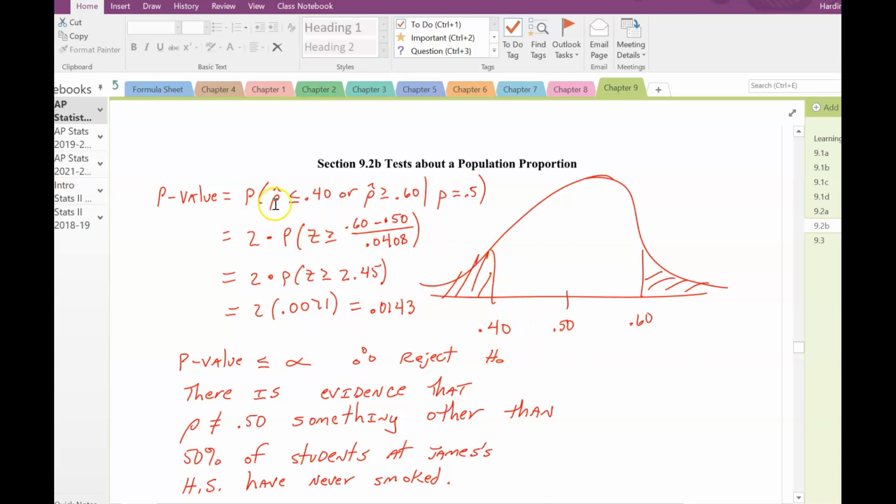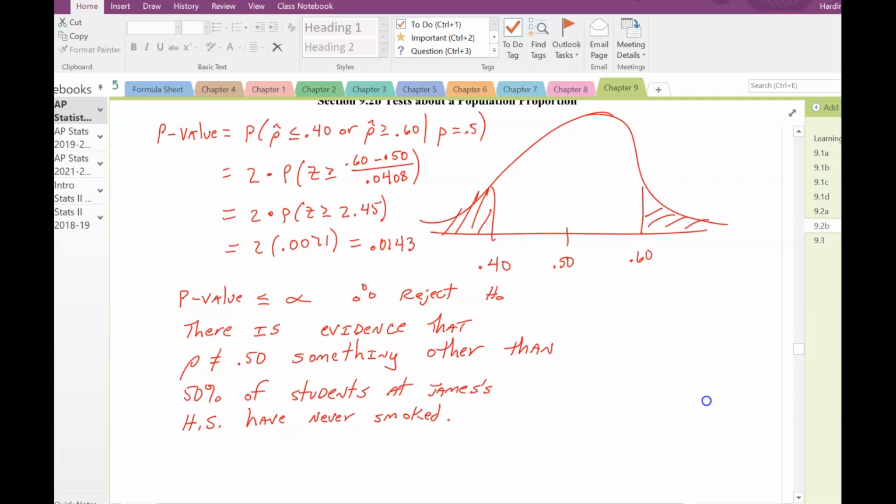So the probability of getting a sample statistic less than or equal to 0.4 or greater than or equal to 0.6, given that the true proportion is 0.5. Now you should realize that these two areas are the same. This is symmetric. So really you just need to find one area and double it. So I'm going to double the probability of getting a z greater than or equal to 2.45. So we end up here with the probability of getting a sample like his or more extreme of being 0.0143. This is the p-value of this test. The p-value is 0.0143. Now we're talking about an alpha level of 0.05.